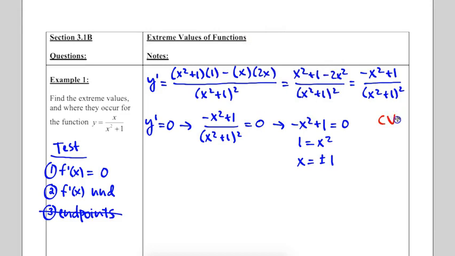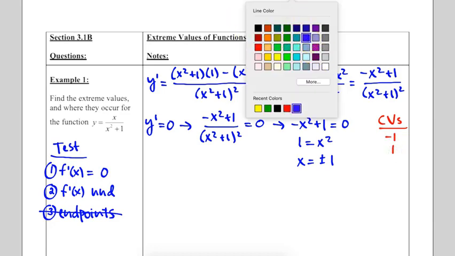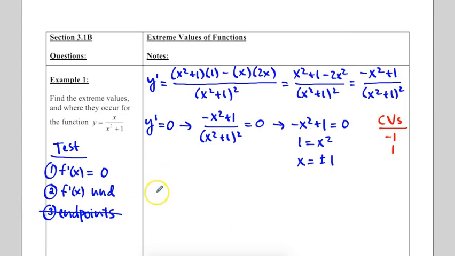Our critical values that we have from the derivative being equal to 0 are -1 and +1. All right, okay, now we need to examine where the derivative is undefined. So y prime undefined. If we're going to see where the derivative is undefined, that's going to come from where the denominator is equal to 0. So I'm just going to set that equal to 0.